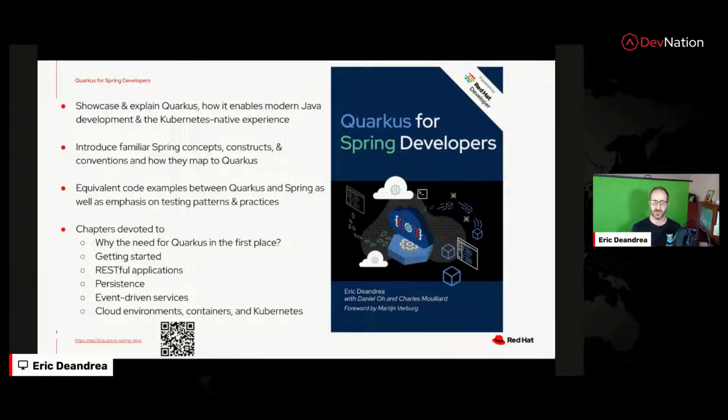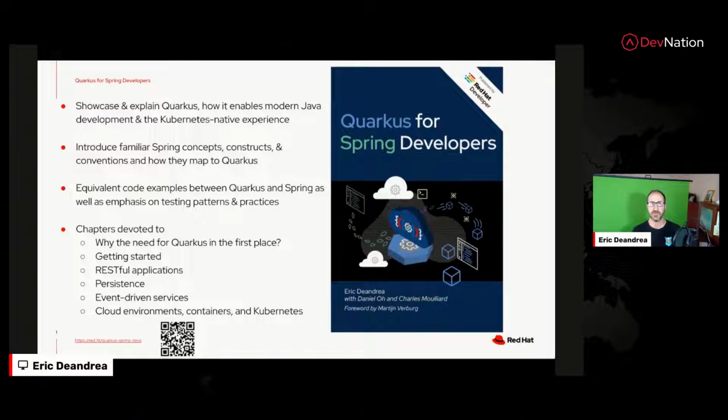And yeah, I have to give some credit as well to Daniel O and Charles Milliard. They helped co-author some of these chapters. So chapter 5, the event-driven chapter, was authored by Daniel O, and chapter 6 by Charles Milliard. They were fantastic to work with and very, very good. And we actually got somebody from Microsoft to write the foreword. So Martin Verberg wrote the foreword.